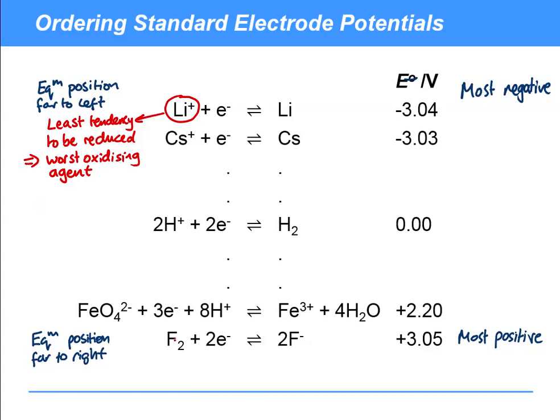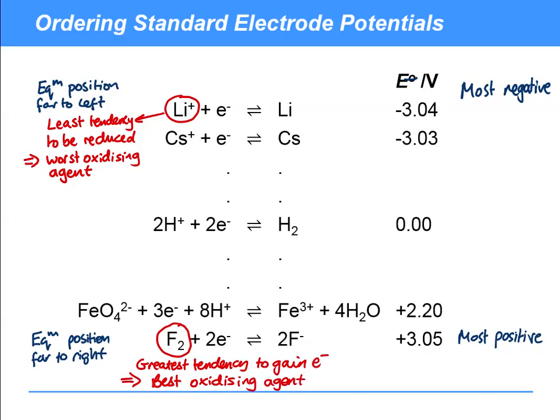In contrast, F2 has the greatest tendency to gain electrons. So it's the best oxidizing agent. If you want to oxidize something, then fluorine will do it.